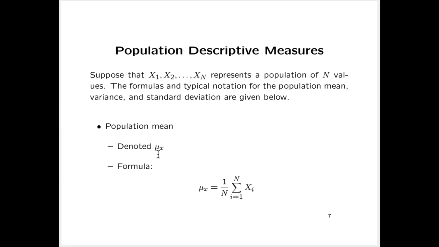And so we're going to have special notation that we use to denote a population mean. That notation is the lowercase Greek letter mu. You think of the letter mu, that M sound, and that's why we use the lowercase Greek mu.